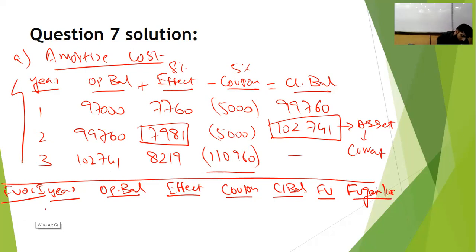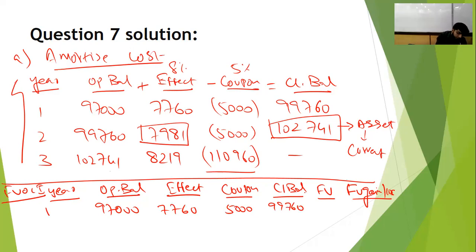Now let's start with year one. The opening balance was 97,000. And remember, transaction cost is capitalized in both ways, either you adopt the amortized cost or you go for fair value through OCI. It means transaction cost will always be capitalized. So the opening balance is 97,000. The effective rate is 8%, that is 7,760. We have already calculated this amount. The coupon amount is 5,000.